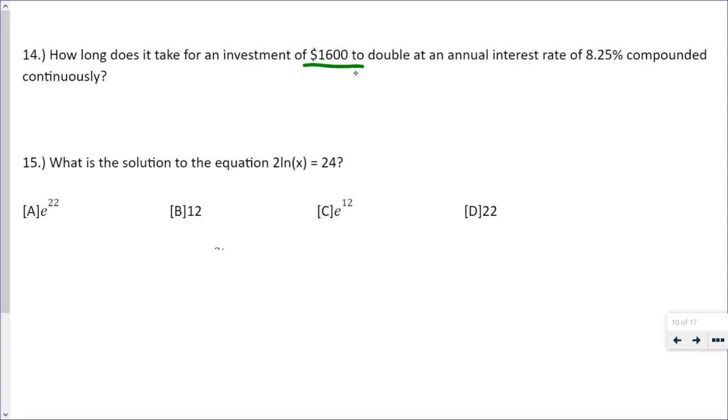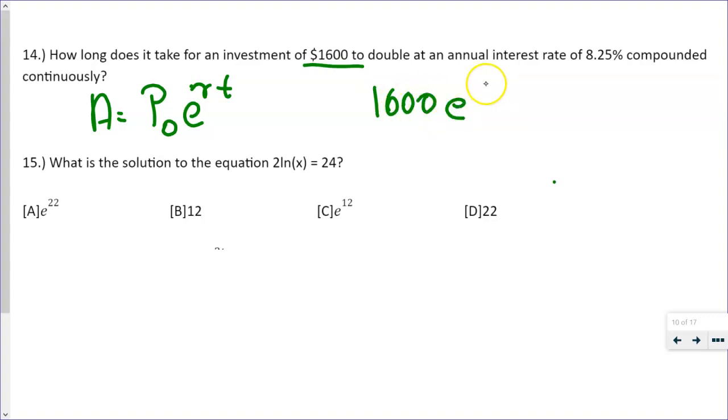All right, how long does it take for an investment of $1,600 to double at an annual interest rate of 8.25% compounding continuously? So remember, it's P e to the rate times time, okay? That is our formula for continuous compounding. So we have 1,600, this is our initial value, okay, times e to the 0.0825, and we don't know our time. We asked about time. What we do know is that we want to double that 1,600.